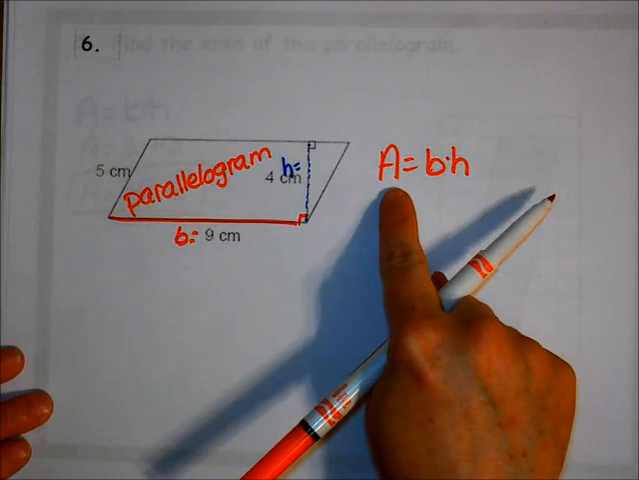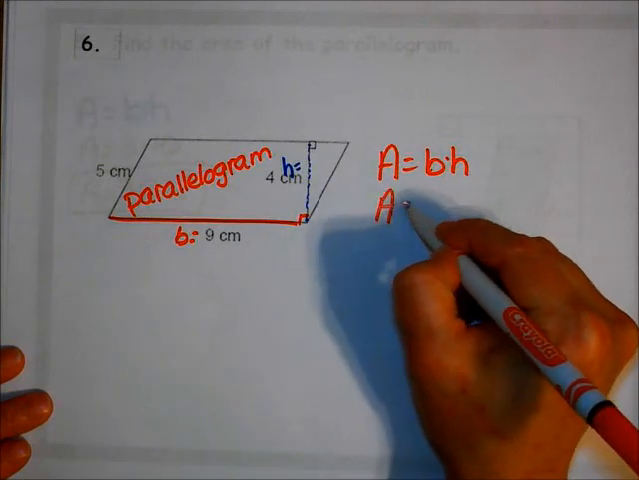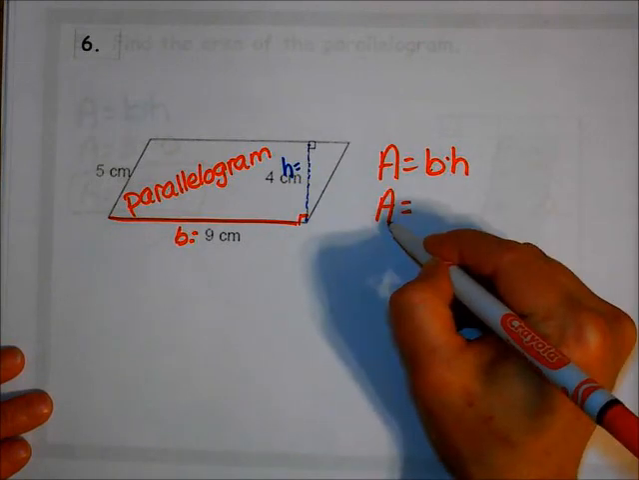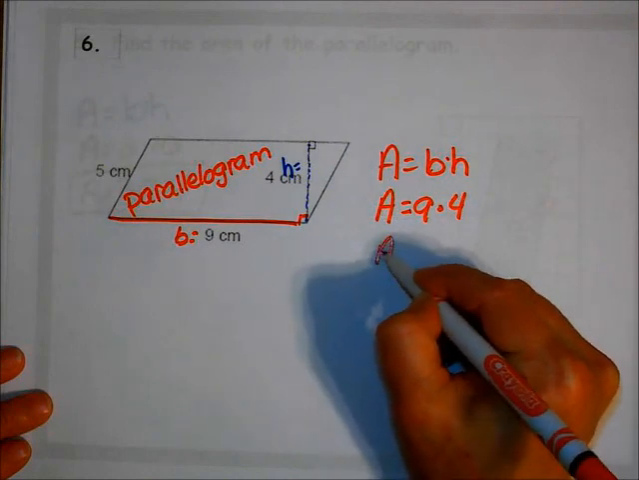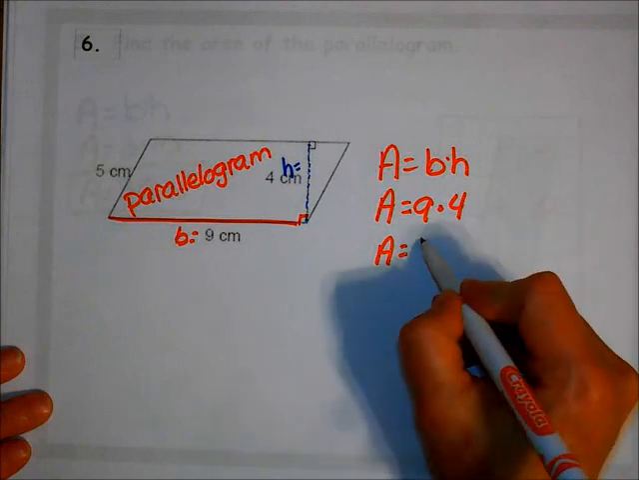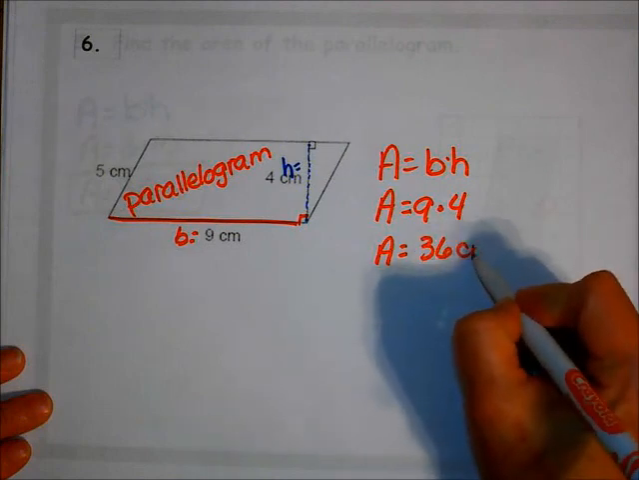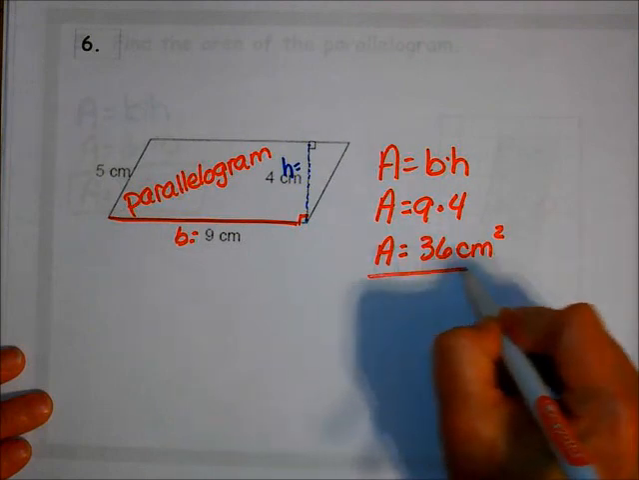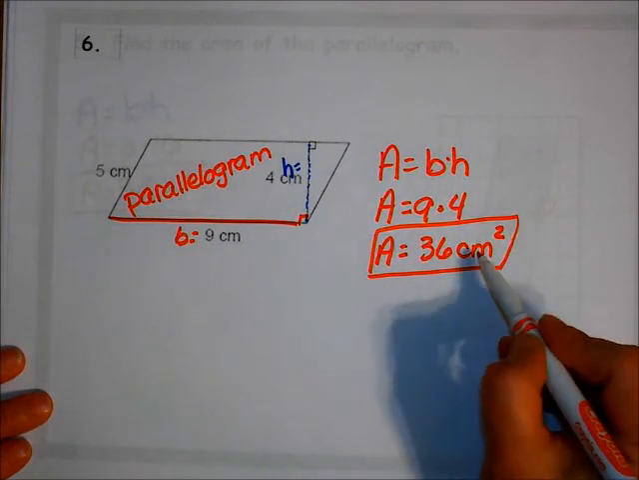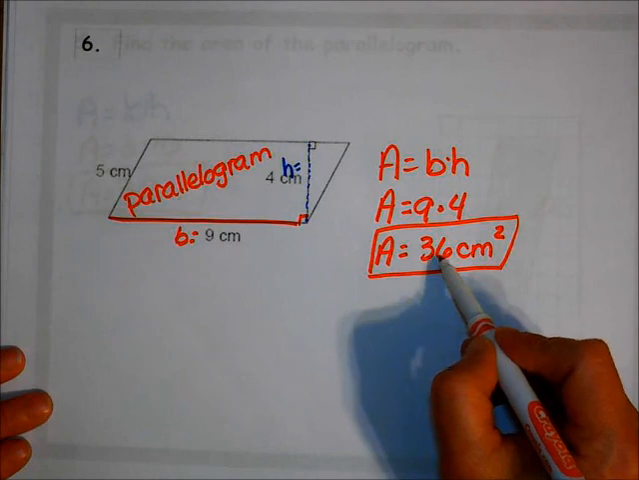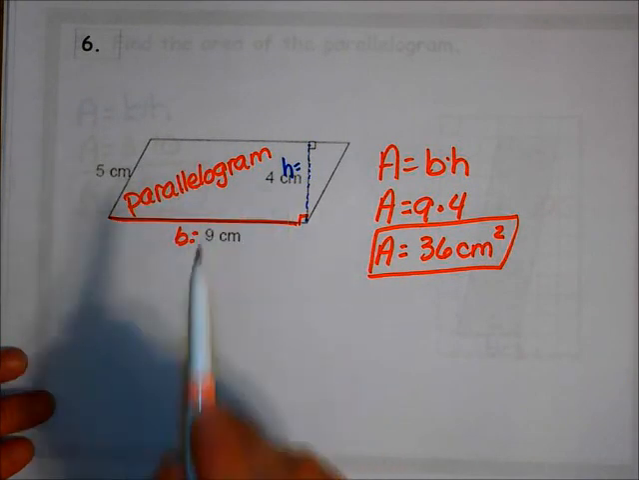So now I can plug in. Instead of saying A equals B times H, I can say A equals 9 times 4. So the area of this parallelogram is 36 centimeters squared. So if I had small centimeter squares, it would take 36 to cover the inside of my parallelogram.